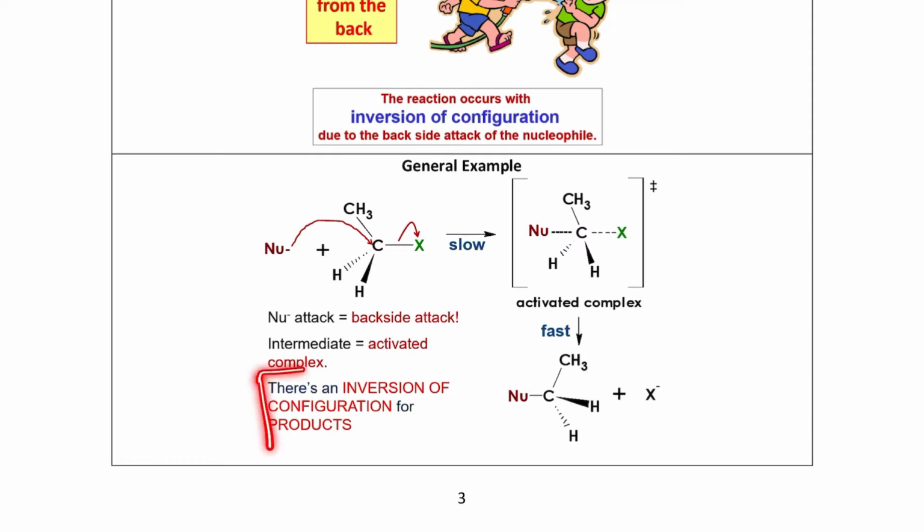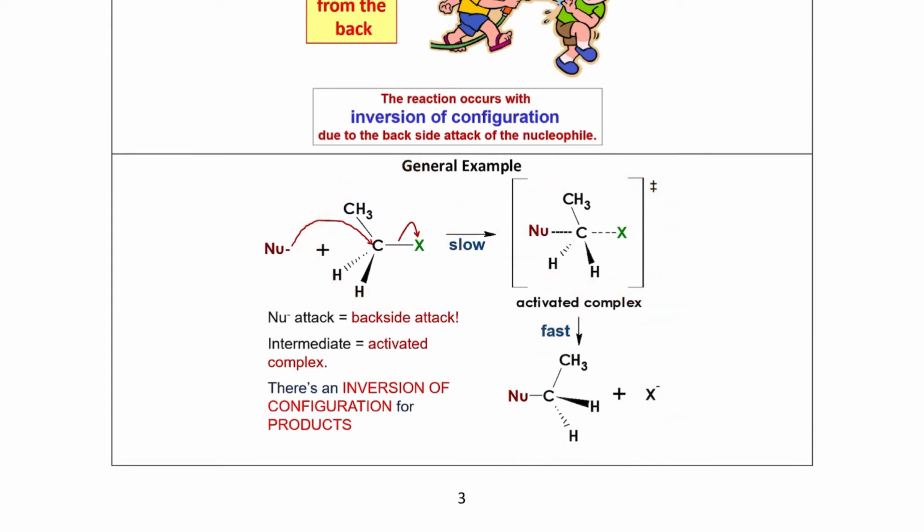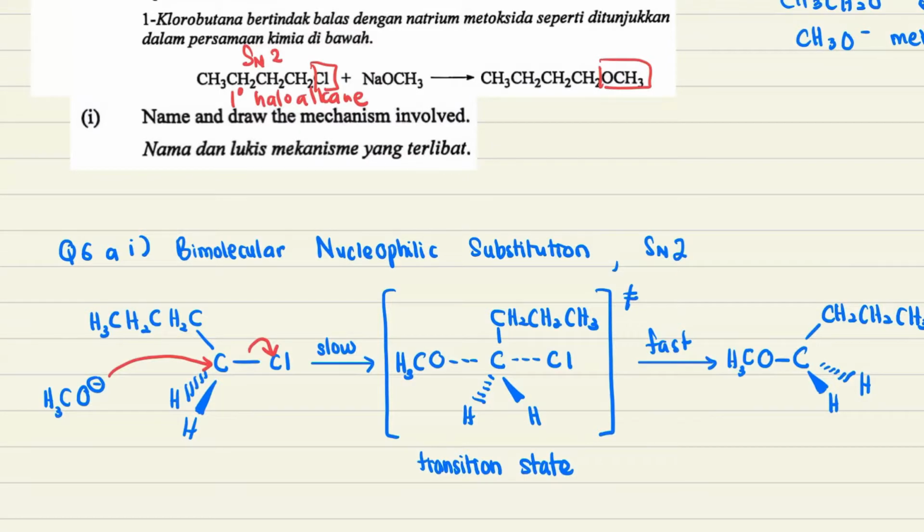Okay, there is an inversion of configuration for the product. So for the SN2 mechanism, we must show the inversion of configuration. The nucleophile comes in and pushes the whole thing, like a wind pushing everything. Okay, that is our imagination. Please take note. Okay, so back to this one.